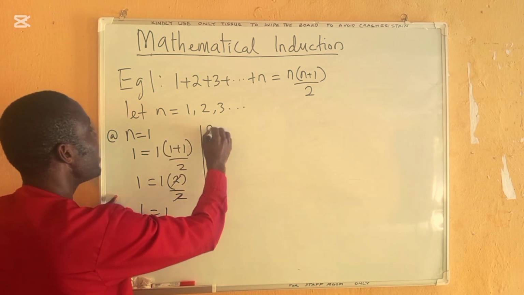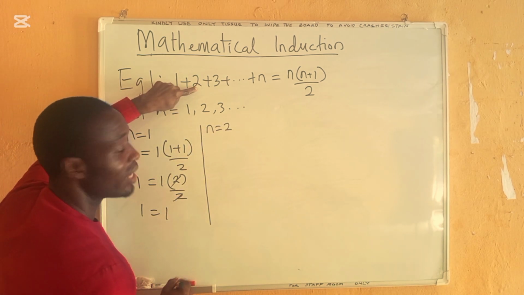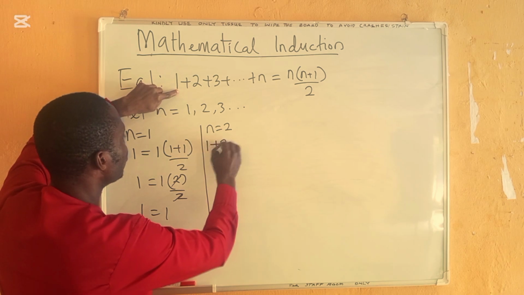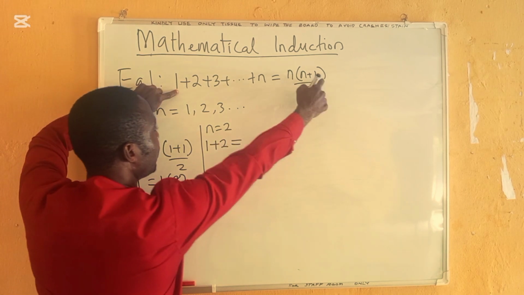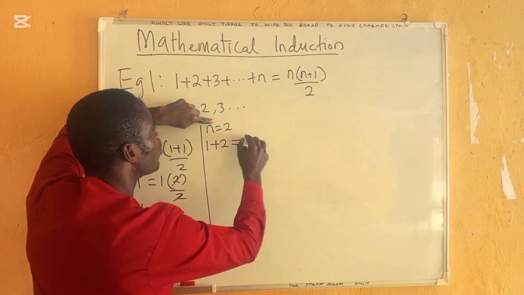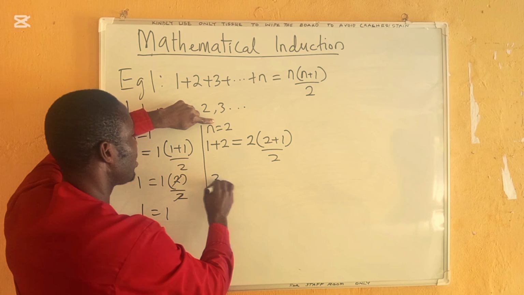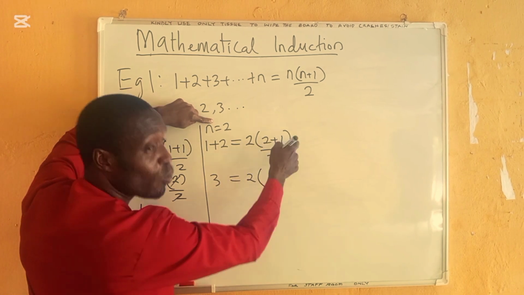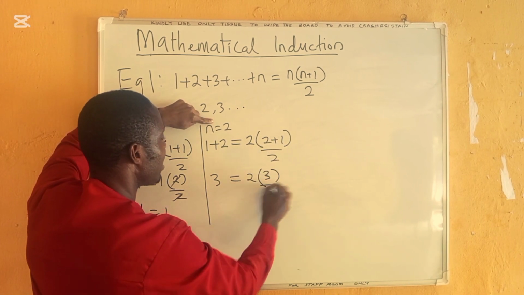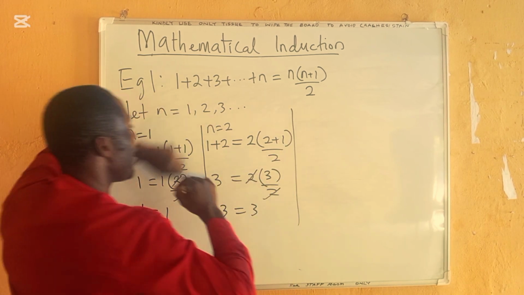Secondly, you test for n is equal to 2. At n is equal to 2, this is the first one, this is the second one. So we now say 1 plus 2 is equal to the formula. Here you have n is equal to 2. So anywhere you see n, you put 2. So you have 2 into 2 plus 1 divided by 2. That will give us 3 is equal to 2 into 2 plus 1, which will give us 3, divided by 2. This cancels this, we have 3 is equal to 3.